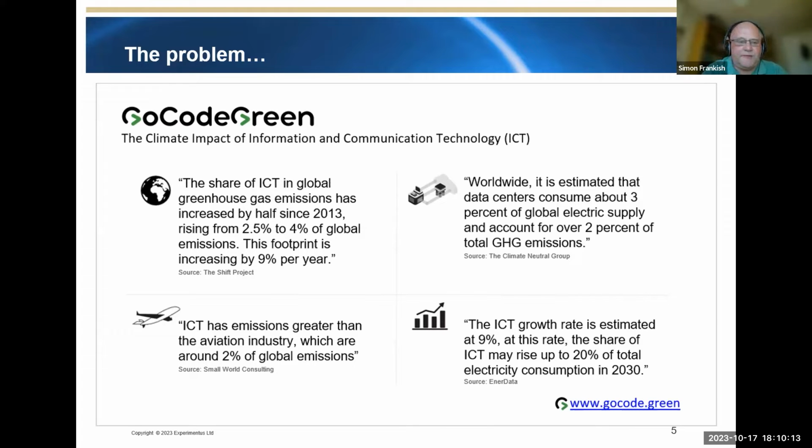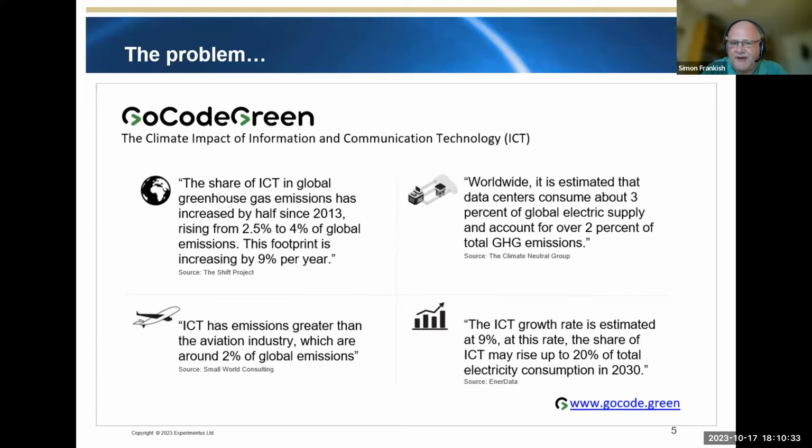So there's an awful lot of talk nowadays about people flying to places. Is that good for the environment? What's that doing to the environment? Actually, the amount of energy consumed within the information and communication technology industry is higher than that, and the growth rate is quite eye-opening.